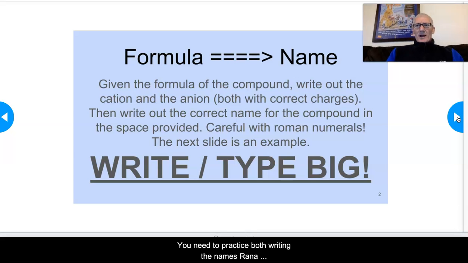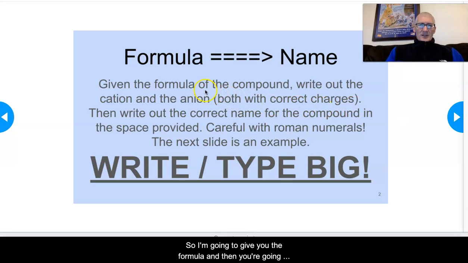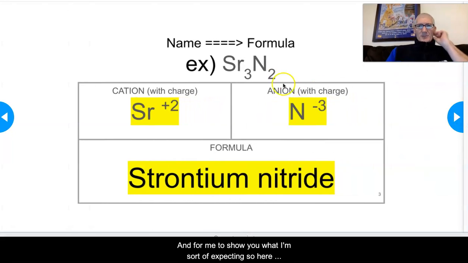So look, you need to practice both writing the names for ionic compounds and writing the formulas for ionic compounds. So that's what this little exercise is going to help you do. I'm going to give you the formula, and then you're going to have to write out the name. All right. And so let me just show you what I'm sort of expecting. So here is, and this is actually wrong. This should say formula to name.